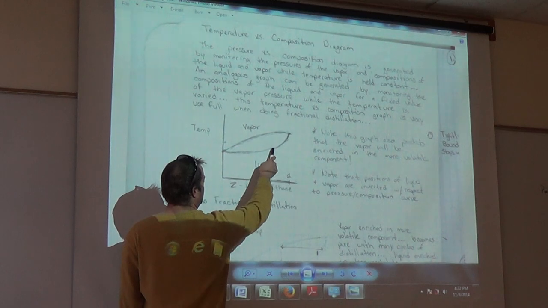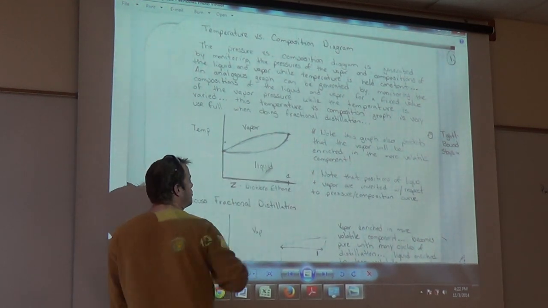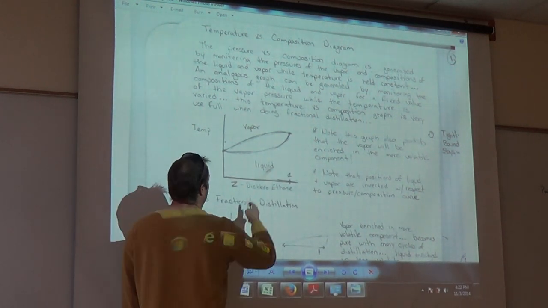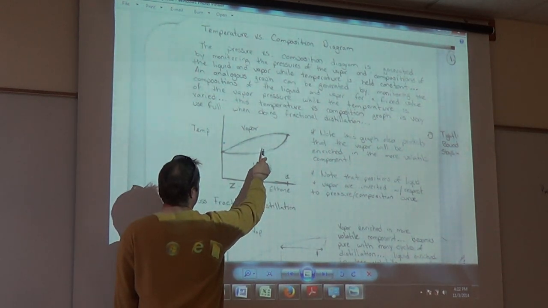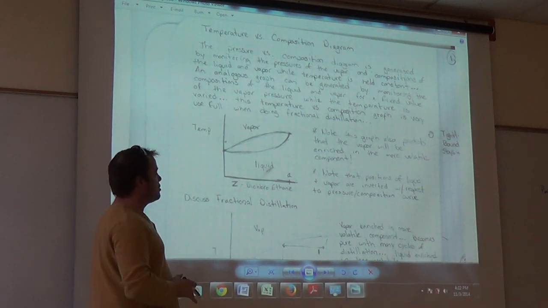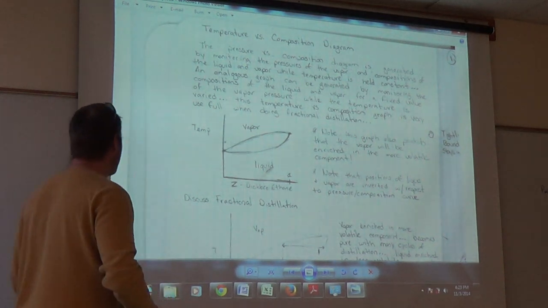The intersection of this line with this curve will show what the mole fraction is that you expect to have in the liquid. And if you draw a horizontal tie line from this curve to this curve, the intersection with this curve will tell you what the composition is going to be in the vapor, right?